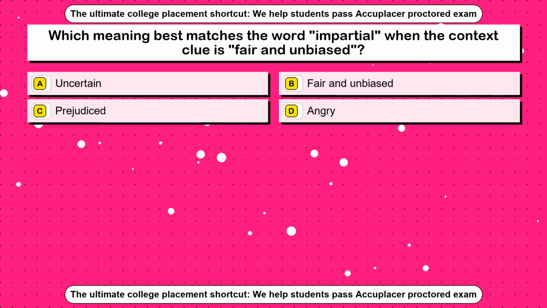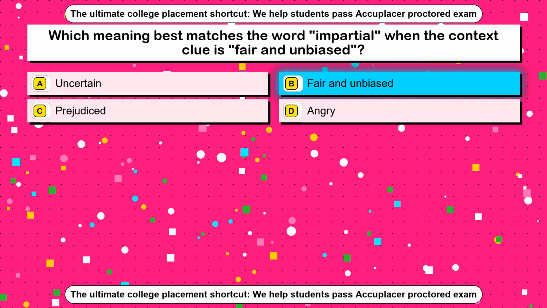Question 74. Which meaning best matches the word impartial when the context clue is fair and unbiased? Option A, uncertain. Option B, fair and unbiased. Option C, prejudiced. Option D, angry. The correct answer is option B, fair and unbiased.